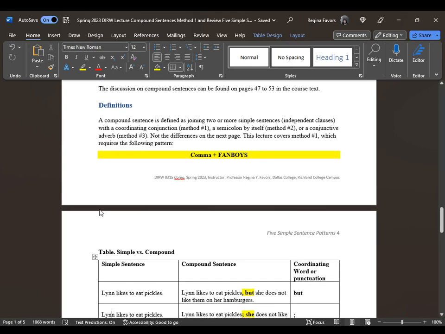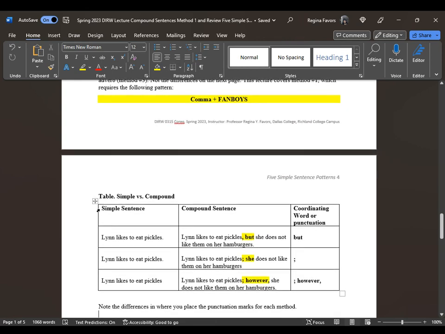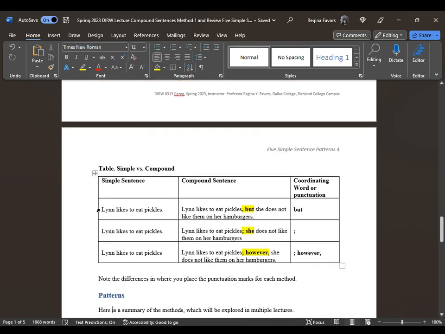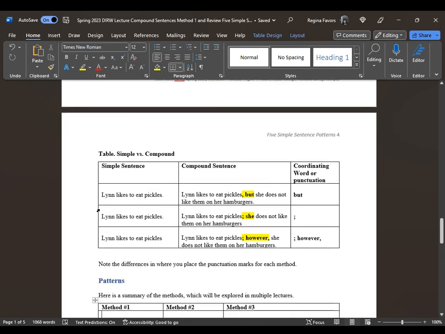And so method number one is essentially comma plus fanboys. So one of the fanboys. So let's look at the simple sentences. So we have a simple sentence column, a compound sentence, and then coordinating conjunction or coordinating word or punctuation.